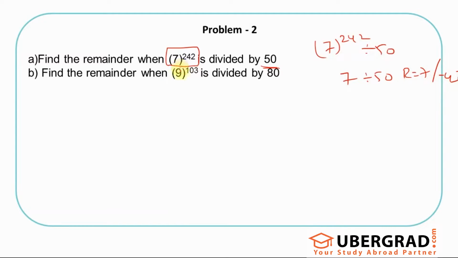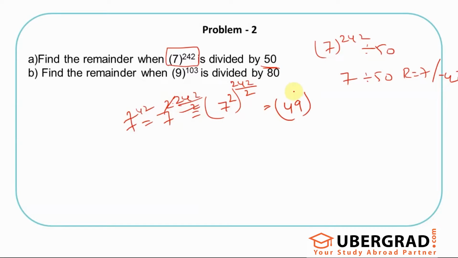So in this case, what you can look at is, let me just do this. 7 square. This is fundamentally 242 by 2. I'm taking a square inside, so I should divide the power by 2. So this is fundamentally 7 power 2 into 242 by 2, so it cancels out. It is 7 power 242. 7 square is 49, and 242 by 2 will be 121. So fundamentally 7 power 242 is the same as 49 power 121.